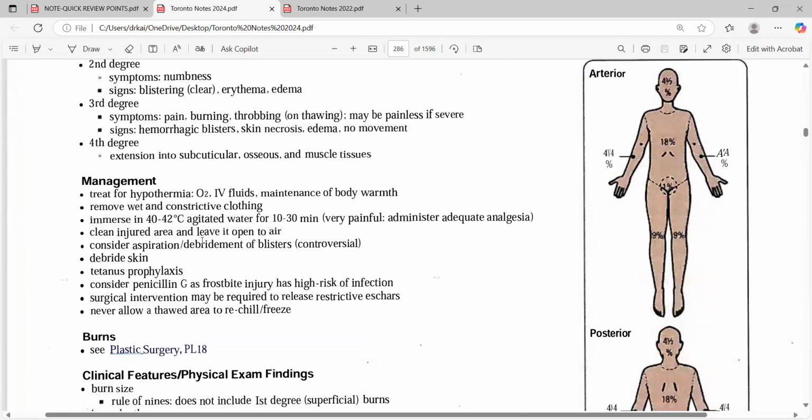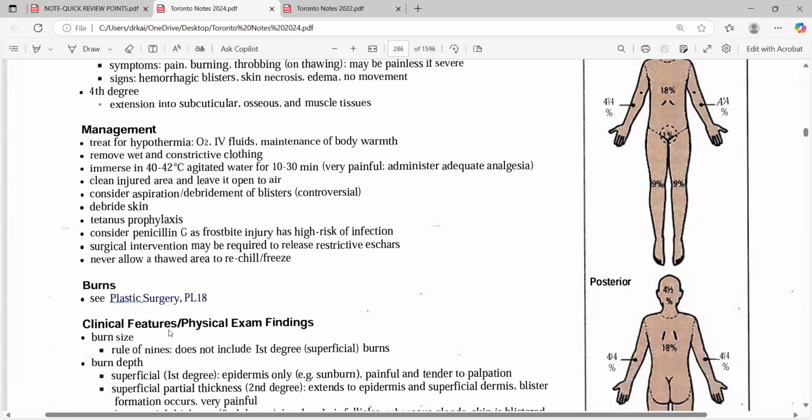Then the frostbite, so how you're going to approach it, how much it is. Treatment with hypothermia: oxygen, IV fluid, remove the wet and constricted clothes. It's very important. Usually we start oxygen and IV fluid, and we forget about removing the wet and constricted clothes. Then immerse in 40 to 42-degree water. Then clean the injured area, aspiration, debride the skin, tetanus prophylaxis, as I said, then consider penicillin G and surgical intervention.